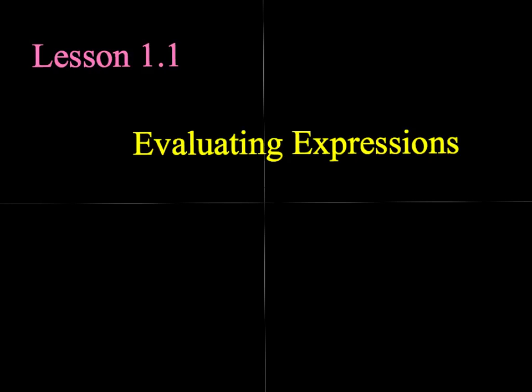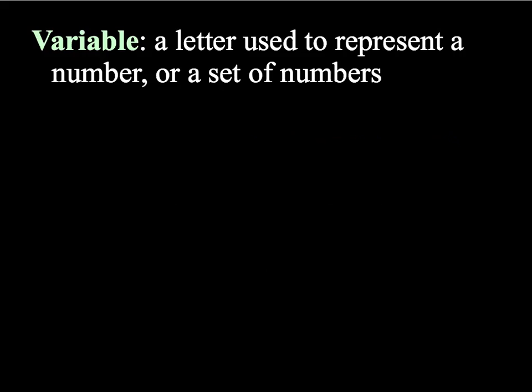Lesson 1.1, Evaluating Expressions! A variable is a letter used to represent a number or a set of numbers. In this lesson, we will look at variables that equal only one number. For example, we might say x equals 6. That means that every time you see x, you can replace x with 6.